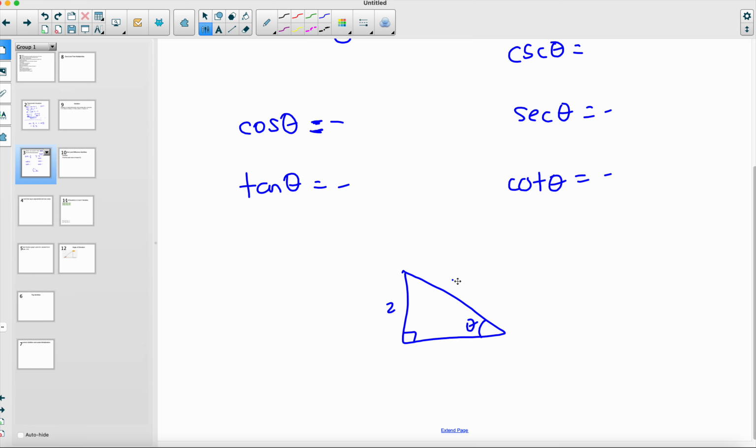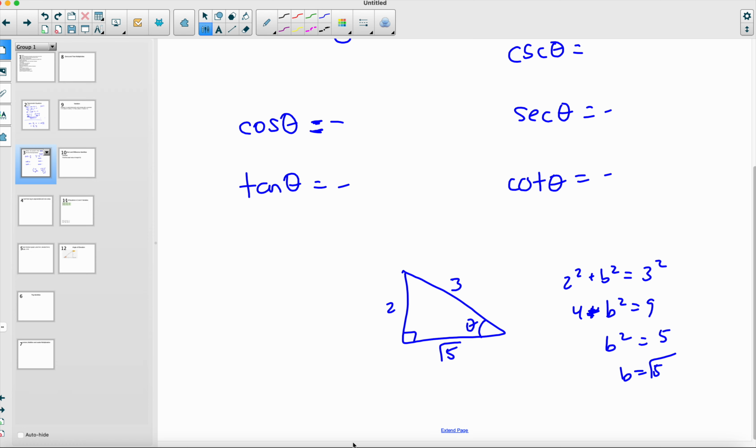Sine is opposite over hypotenuse. And so I could find the other side here. A squared plus b squared is c squared. 4 plus b squared is 9. B squared is 5. B is square root of 5. So that means that this side is square root of 5.